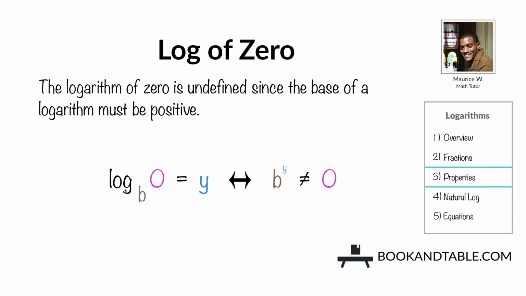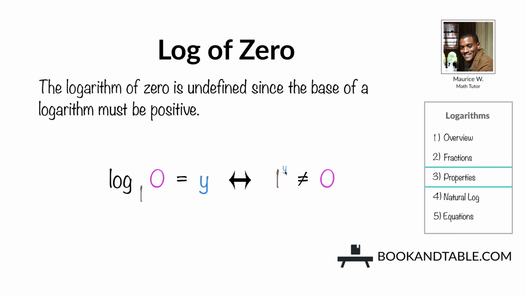So log of base b of 0 is equal to some number y. If we change this to exponential form, we'll get our base b raised to a power of y is equal to 0. And if our base b is greater than 0, there's no number that we can raise to a power and wind up with 0. So if our base were 1, for example, 1 raised to a power of y cannot result in 0 no matter what we make y.